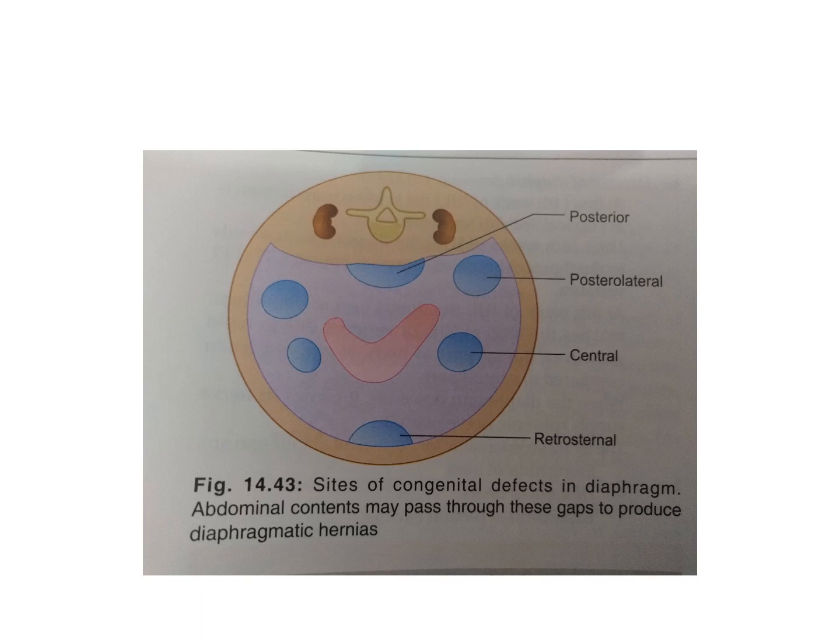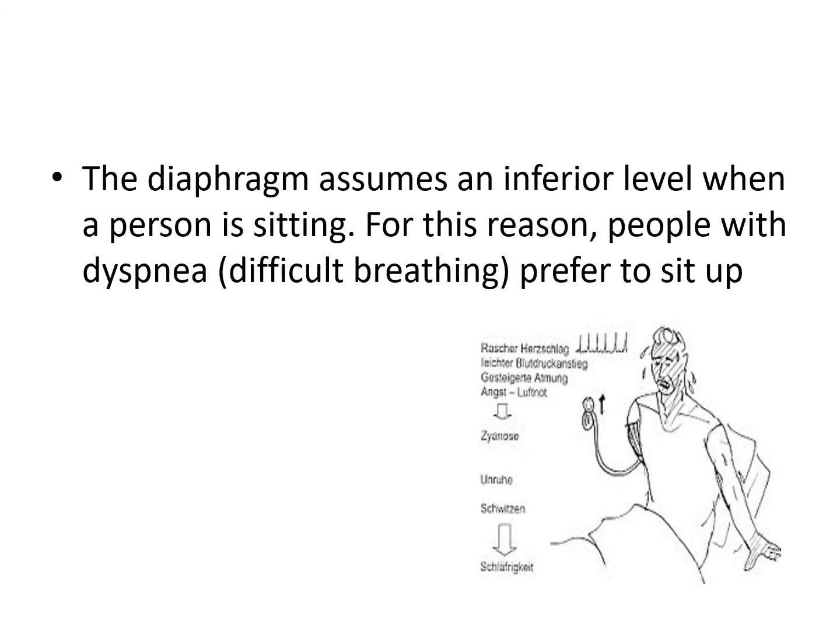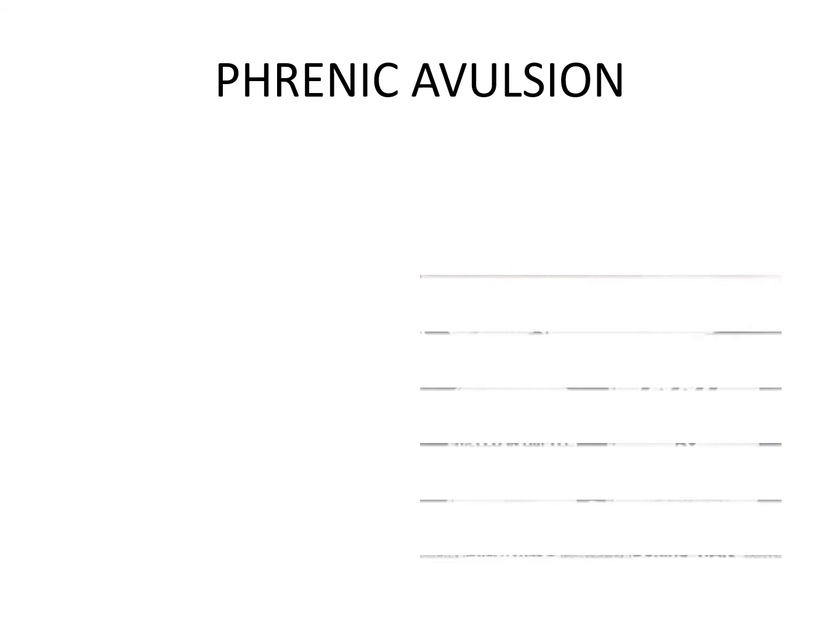This is another classification for the congenital defect in the diaphragm. You can add it along with the development if asked. So one is the posterior hernia, then posterolateral hernia, then central and retrosternal hernia. So abdominal contents can pass through these gaps and produce diaphragmatic hernias. Then the diaphragm assumes an inferior level when a person is in the sitting position. For this reason, people who have dyspnea, that is difficulty in breathing, prefer to sit up.